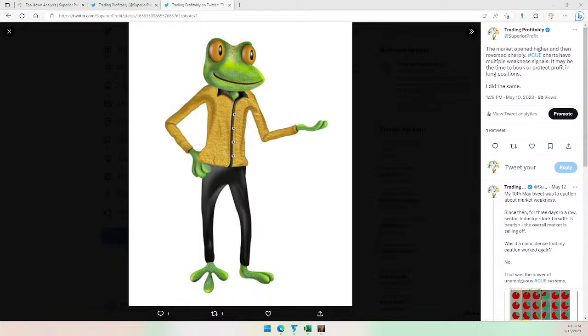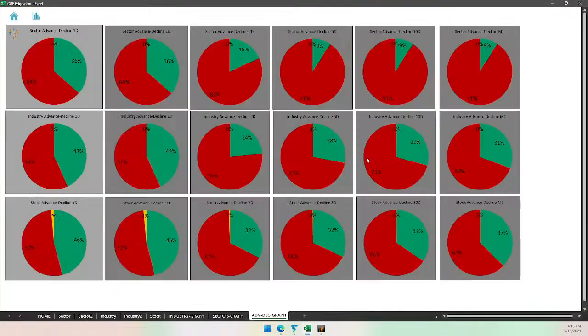Now let's look at the sector industry stock advanced decline breadth picture. 1 month period is now bearish. That's long term view. 10-day period bearish. 5-day period is bearish. Now if you see this 5-day period, it is clearly bearish, not indecisive.